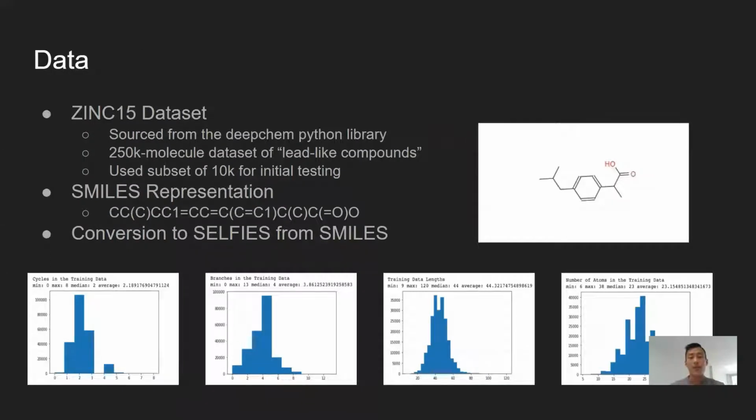The data set that we used for training is called ZINC15, which was sourced from the DeepChem Python library. The main data set that we used was 250K molecules of lead-like compounds. You can see an example representation of a SMILES below, which is actually ibuprofen. We did use some subsets at times during the creation process to see if the model was working, but it's the 250K that was used for the results that will be discussed later in the presentation. I'll now pass it off to Andrew, who will speak more about SMILES in detail.